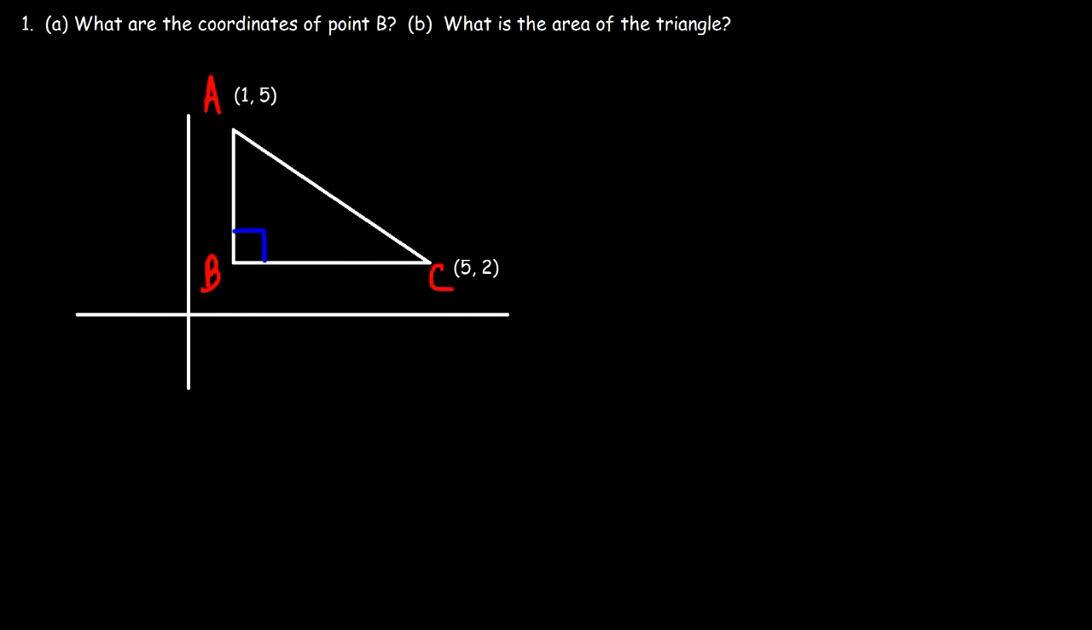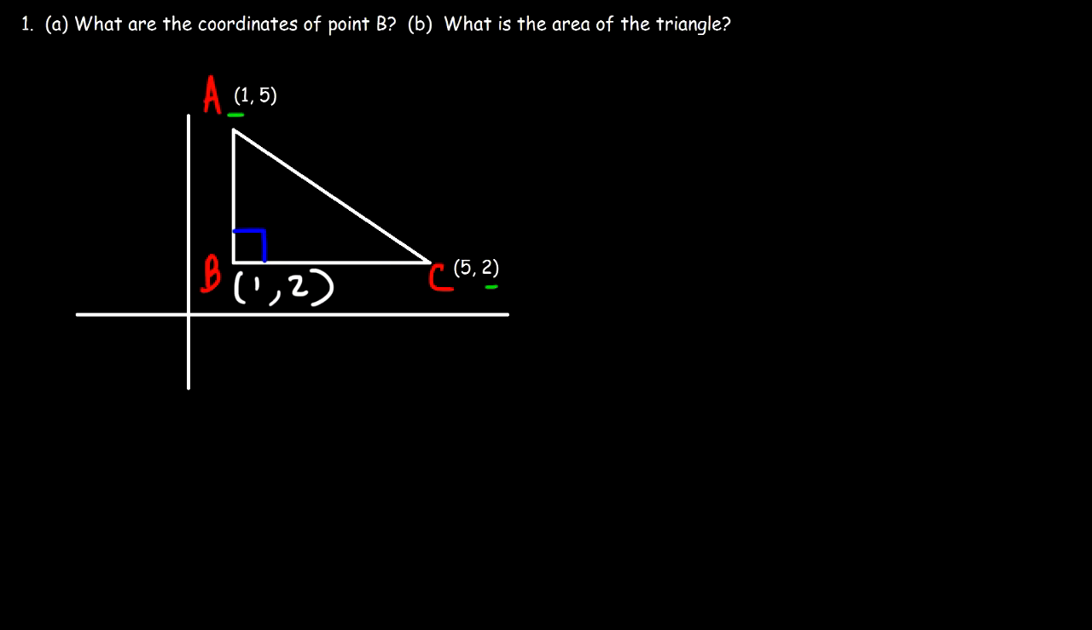In this video, we're going to go over some problems dealing with coordinate geometry. So in this example, what are the coordinates of point B? Notice that we have a vertical line, which means that point B and point A share the same x-coordinate, which is 1. Now here we have a horizontal line, which means that point B and C share the same y-coordinate, which is 2. And so that's how you can find the x and y coordinate of point B. So whenever you have a vertical line, the x coordinates will be the same. If you have a horizontal line, the y coordinates will be the same.